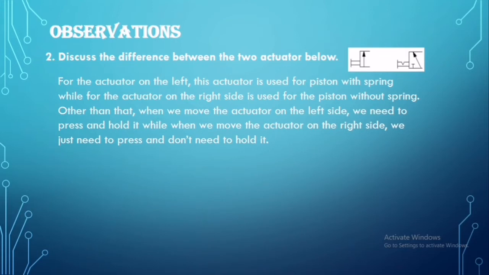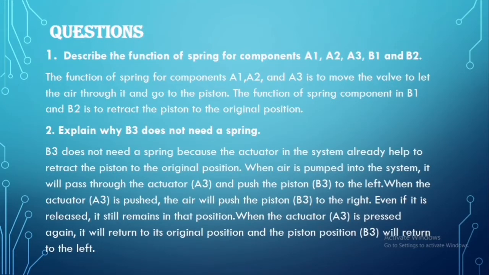Observation number 2, discuss the difference between the two actuators below. Okay, as you can see, the actuator on the left is used for piston with spring, while the actuator on the right side is used for the piston without spring. Other than that, when we move the actuator on the left side, we need to press and hold it, while when we move the actuator on the right side, we just need to press and don't need to hold it.